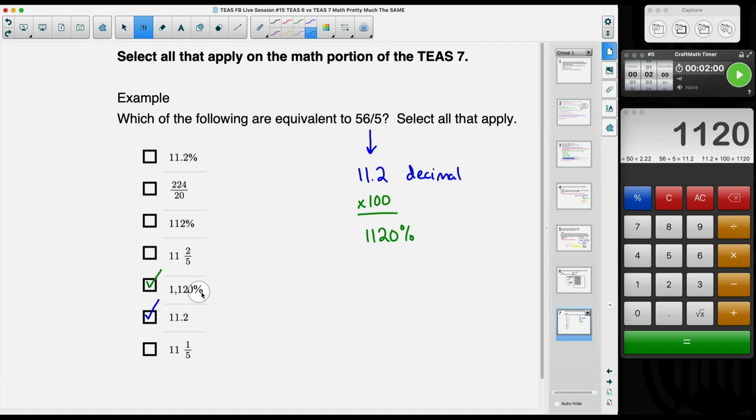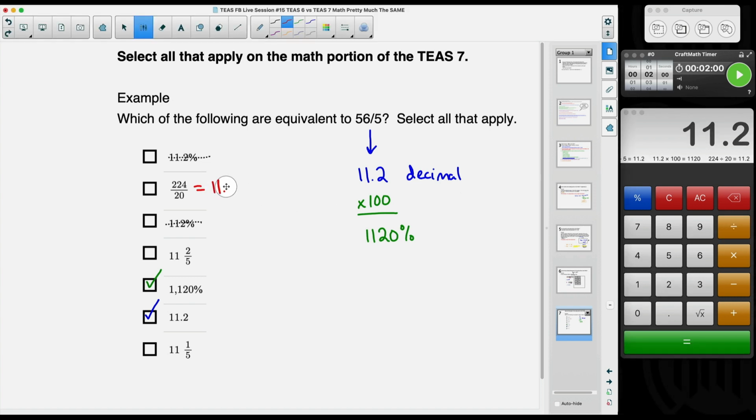So this is another choice. And automatically, if that's a choice, that's going to knock out the other percentage. I mentioned earlier, that's not the percent. The 11.2 was the decimal. That's going to knock out the 112% as well. Now we have this improper fraction. Check it out. Let's take 224 divided by 20, converting that to a decimal. Bam, this is the same decimal as that. This is another match.